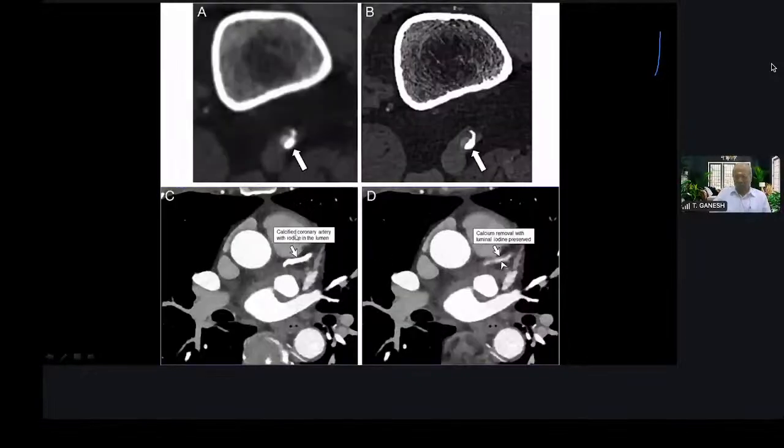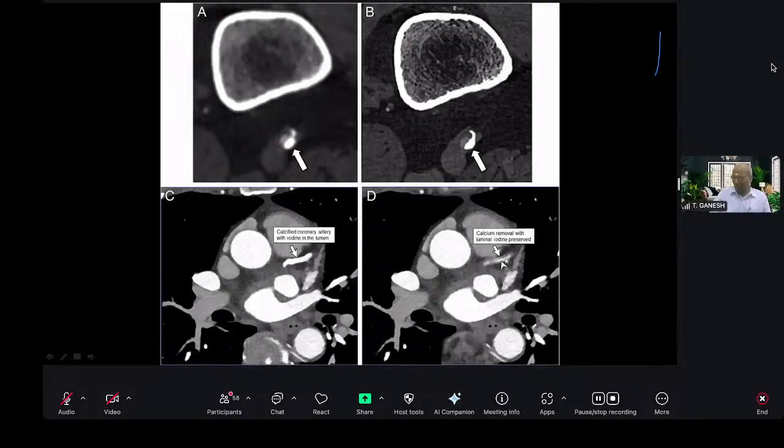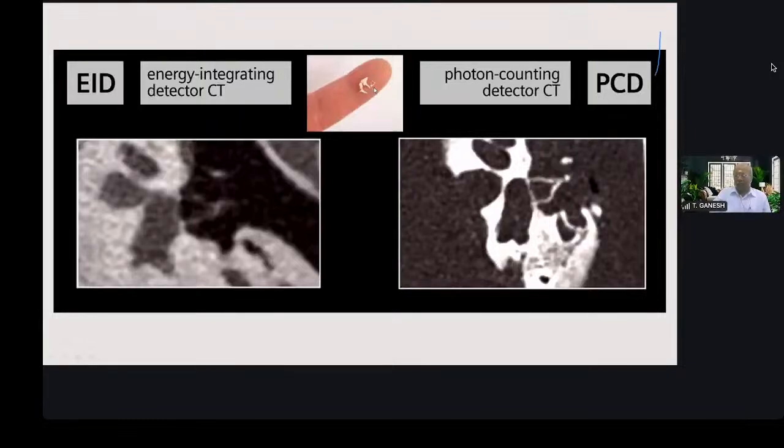And you can see here the calcified coronary artery with iodine in the lumen. So we do not know what is calcium and what is iodine, but PCCT helps us to differentiate. Here is the lumen. Calcium has been removed from the lumen, and you can see the iodine flowing within the vessel. And this is the smallest bone in the human body, and that smallest bone you can clearly visualize in photon counting CT, not in this energy integrating CT.